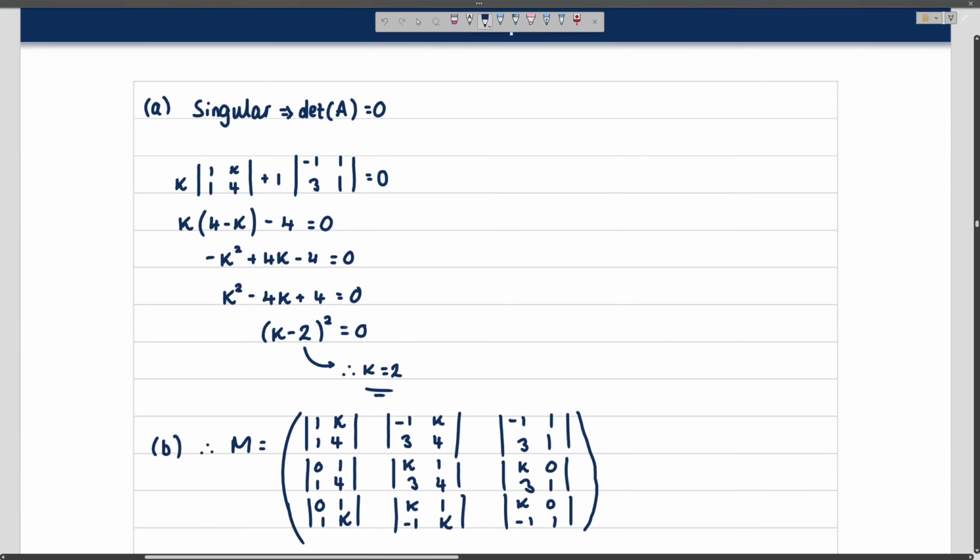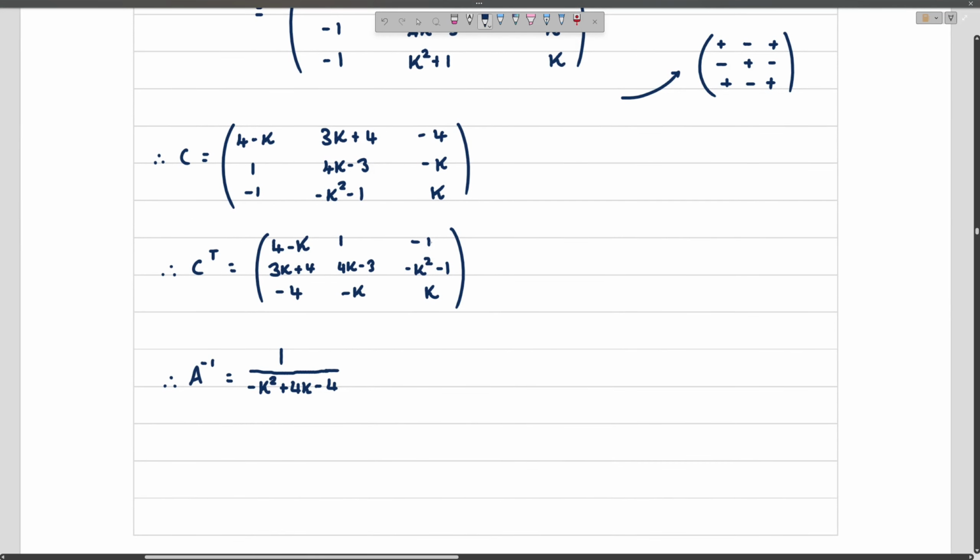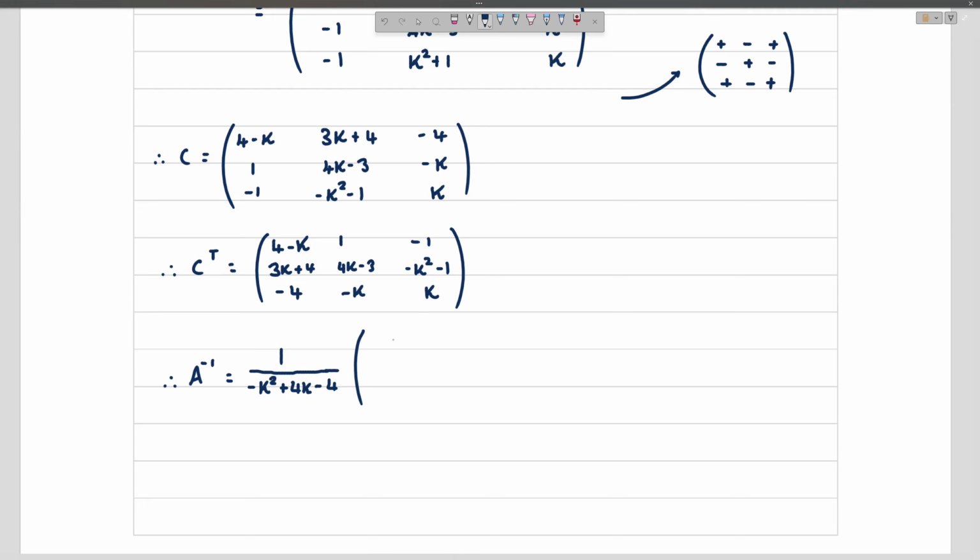Let's just quickly double check that one more time. So minus k squared plus 4k minus 4. Yeah, perfect. Good stuff. And what I now do here is we times this by the transpose of the matrix C. So that's 4 minus k, 1 minus 1, 3k plus 4, 4k minus 3, minus k squared, minus 1, minus 4, minus k, and then finally k here. Okay. And this here then is the inverse of the matrix A in terms of k there.